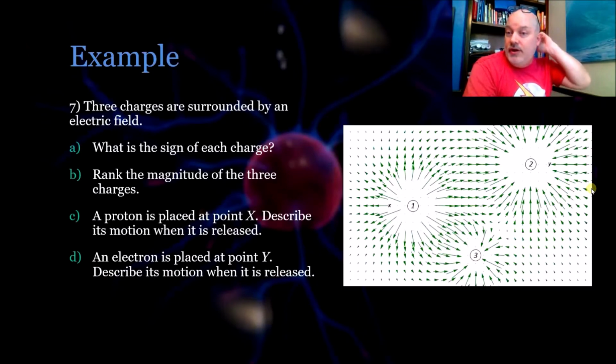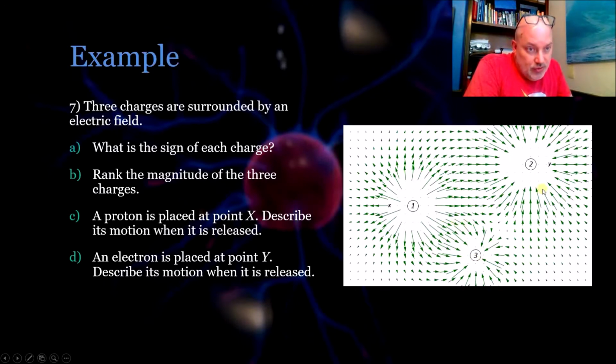Okay, in our next one, we have three charges that are surrounded by an electric field. What is the sign of each charge? Well, let's see. Electric field pointing away, so 1 must be positive. Electric field pointing in for 2 and 3, so they must be negative. Rank the magnitude of the three charges. Well, 2 looks the biggest.